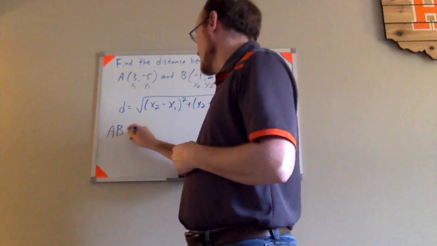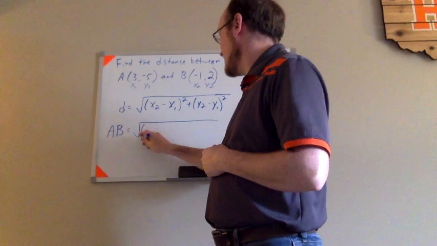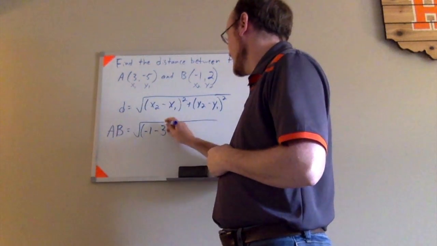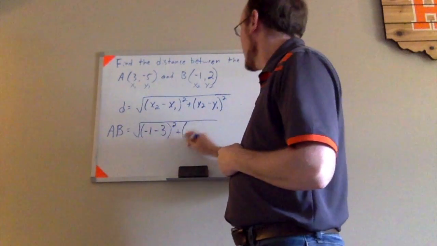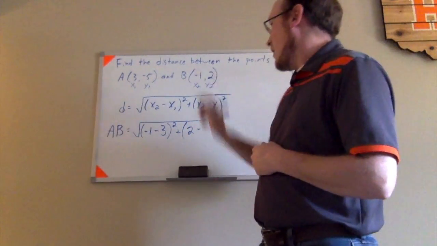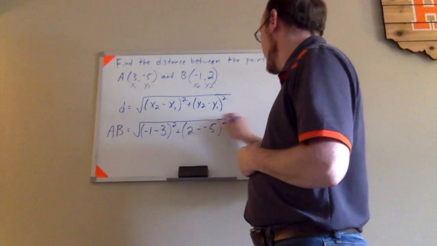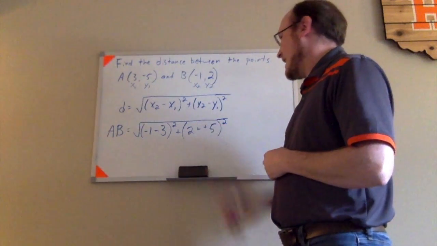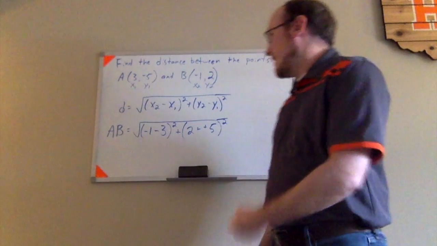So this is equal to the square root of (x2, which appears to be -1, minus x1, which appears to be 3) that quantity squared, plus (y2, which appears to be 2, minus y1, which is -5) that quantity squared. Now, this double negative right there, I'm going to go ahead and clean that up. Subtracting a -5 is the same thing as adding a +5.